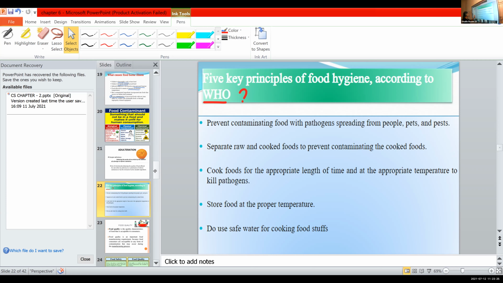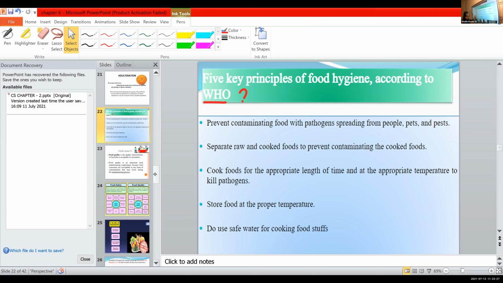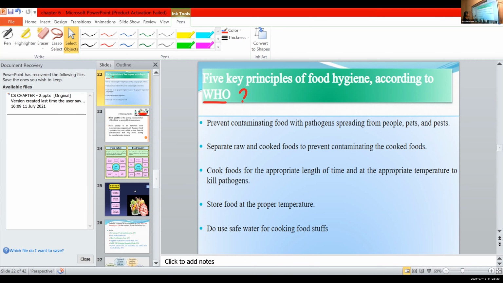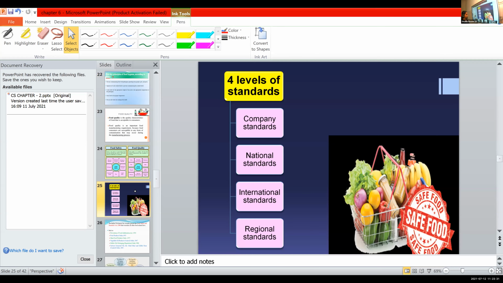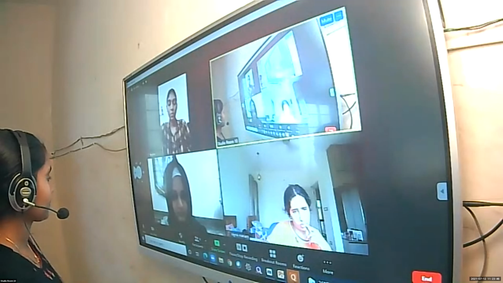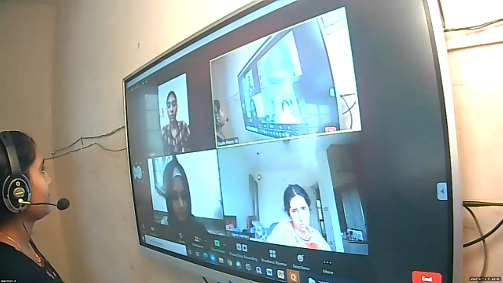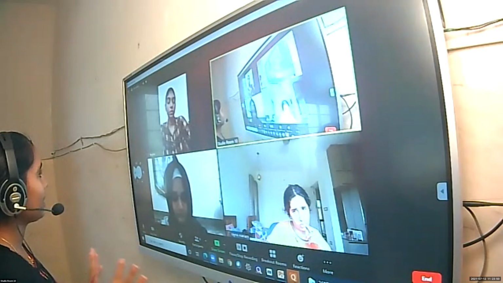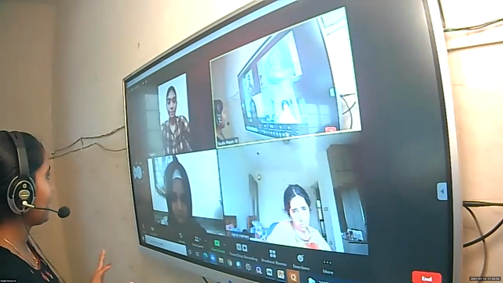Yeah, good. So let's discuss the food standards. Can anyone summarize the 4 levels of standards? As a class, we discussed this. There are 4 standards. Before that, what are food standards? Why do we use the food standards? To ensure the food is free from contamination. That is the main aim of food standards.